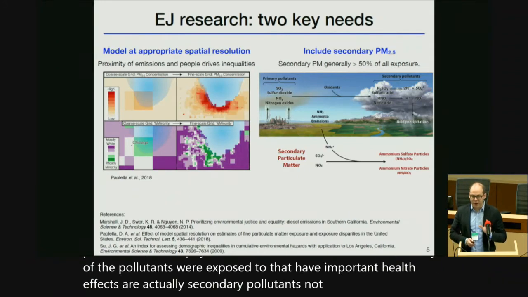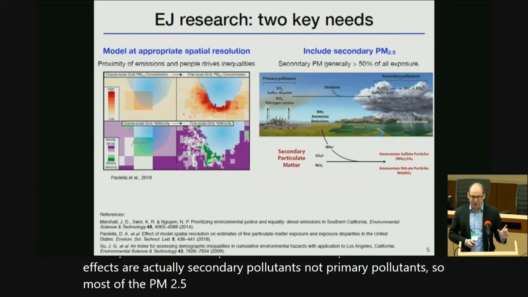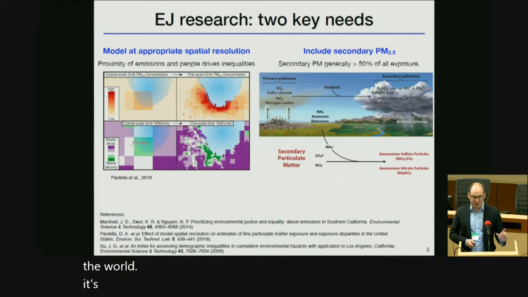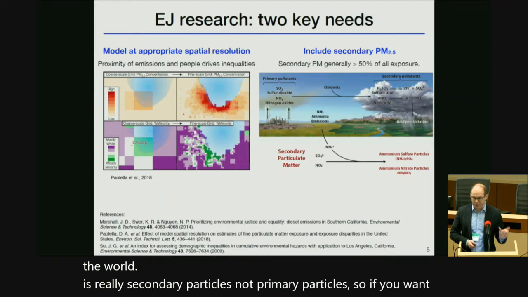Most of the PM2.5 breathed in California and almost any place in the world is really secondary particles, not primary particles. So if you want to control particle exposures, you need to be aware of the precursor emissions as well.